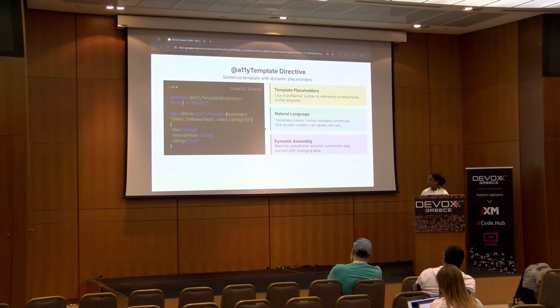Dynamic assembly: obviously with GraphQL, you can query for what you want and don't get what you don't want. So when you are querying for information, say title, release year, and rating, then all of that information will be in your sentence. But say if you only query for one, the other parts will not be in there. So that reduces any latency, really reduces any time that the resolver takes to compute the sentence.